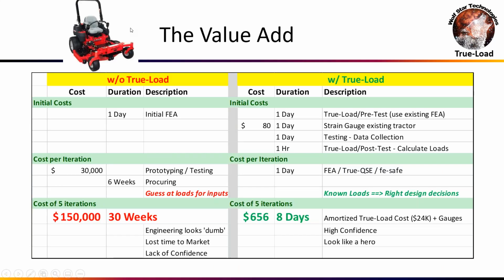And when you talk to the engineers at Aaron's, they said if they had done this project without TrueLoad, each time they did an iteration, it would have been $30,000. It would have been about 6 weeks to procure, and we're guessing at the loads each step of the way. So we did 5 iterations, so that's $150,000 in 30 weeks. And with TrueLoad, we did it all in 8 days and under $1,000. So that's the order of magnitude that you can get. If you understand your loads, you can make the right design decisions and get the job done quickly and properly.